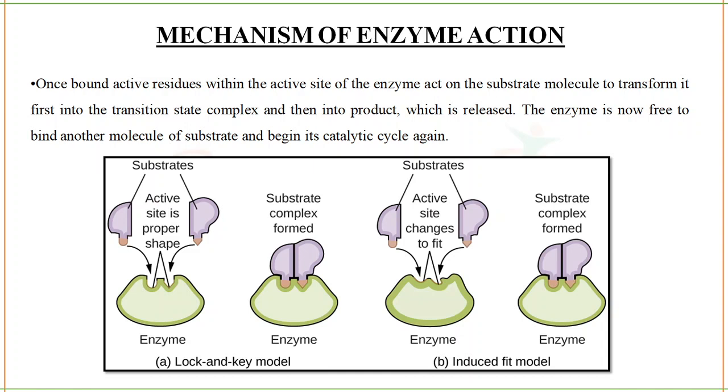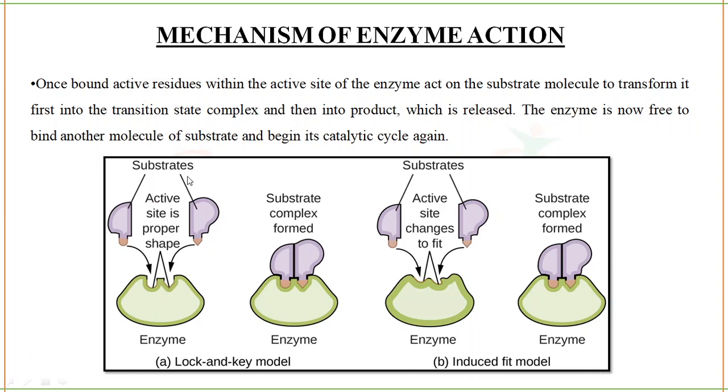Before it is converted into product, it transforms itself into a transition state. Transition state is a state where it is getting transitioned. Transition means converted. So the substrate will form the transition state complex, the enzyme substrate complex. Then it will form product, after which the product will be released. So the enzyme is now free to bind another molecule of substrate and begin its catalytic cycle again. When the product has left the enzyme, another substrate can come and bind to the enzyme, and its cycle of catalysis can start again.